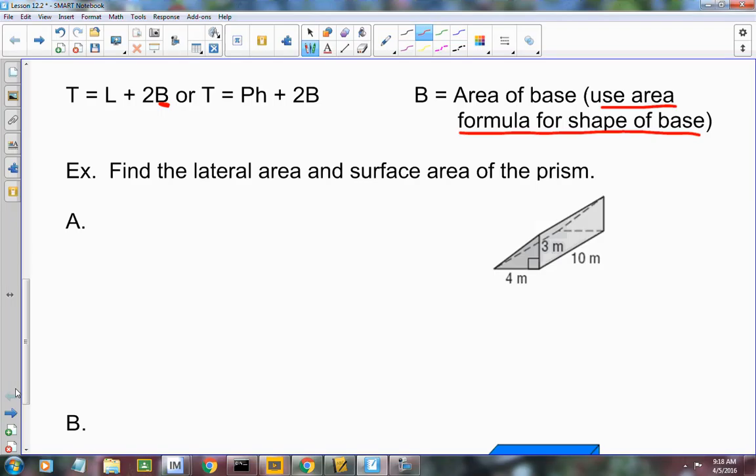The other thing is with these prisms, you have to identify what the base is. And remember, the bases are congruent polygons that are parallel to each other. This one, what's going to be the base?